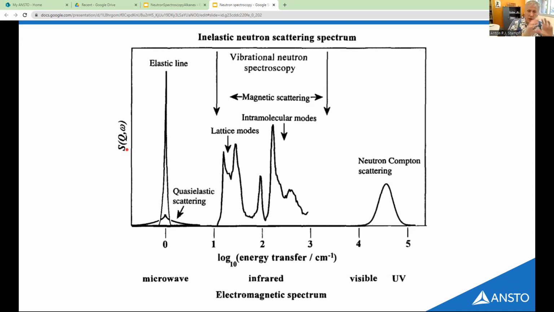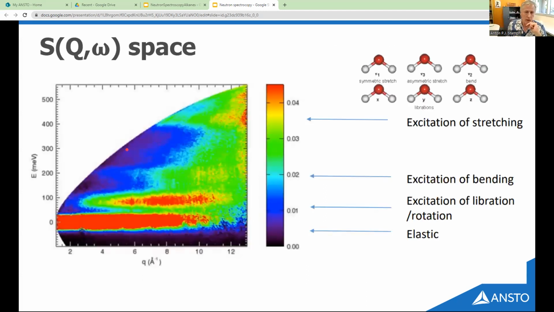S(Q, omega) can be directly related, in the case of neutrons, to the phonon density of states, and the molecular vibrations within the molecule itself, which is very similar to what you would see in an infrared spectrum. Okay, so this is not what we get from the Brillouin filter. This is actually probably what you would get from the time of flight, but I'm just putting it out there so you can see. So S(Q, omega) relates to the Q space.